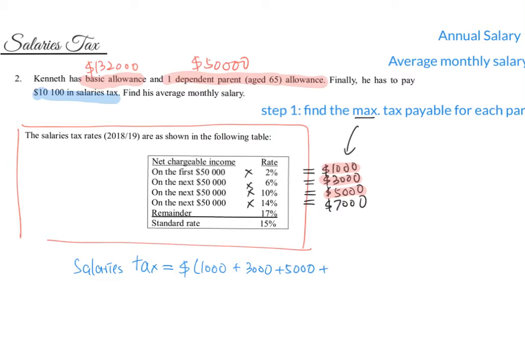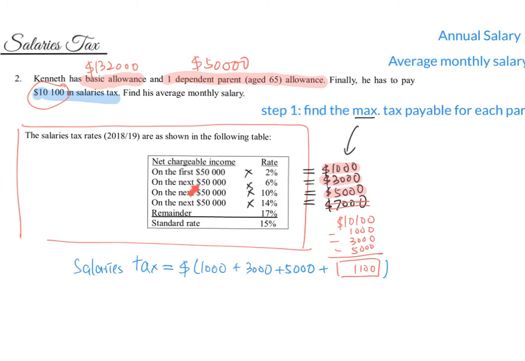And then how can I get the remainder part? Because we don't have the maximum, we can clear this. The salaries tax originally is $10,100. For the final one, we use this value, minus 1,000, minus 3,000, and 5,000. And you will get 100 here, and then $1,100.